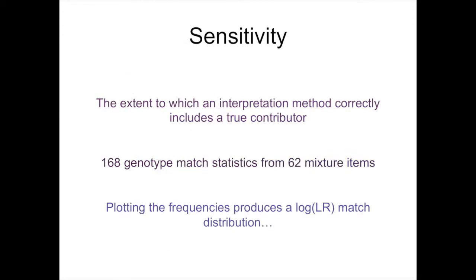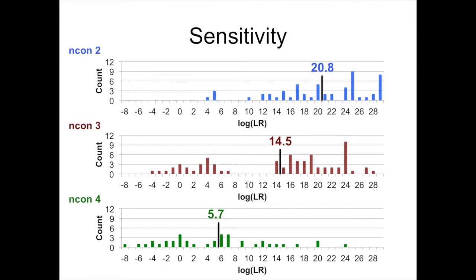So in this study, we defined sensitivity as the extent to which an interpretation method correctly includes a true contributor. And what we did is we took the 168 genotype match statistics from those 62 mixture items and plotted those match statistics in a frequency distribution. And what we produced were the log-LR match distributions for each contributor group. So what we're seeing here is in blue on the top, the frequency distribution for 2 contributors. In red in the middle, we see for 3 contributors. And for 4 contributors, we can see the sensitivity histogram in green.